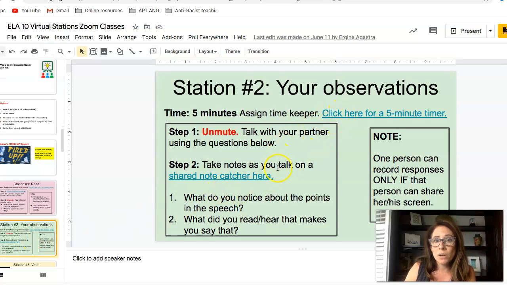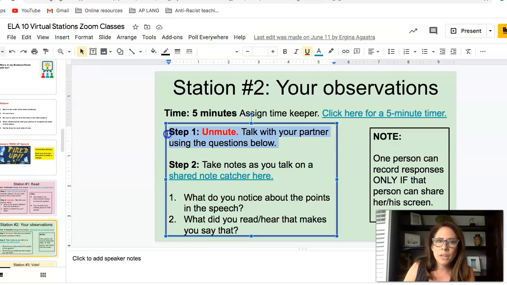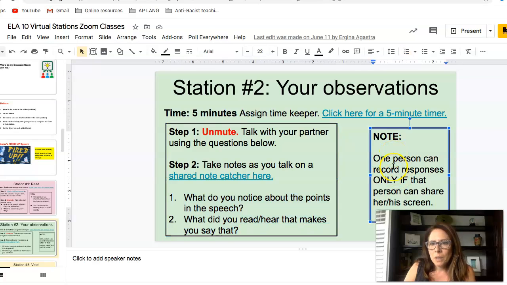Again, there's the timer, and there is this important reminder. I could not say it enough: make sure that we unmute when we talk with our partners, because a lot of students had their microphones muted when they were talking, as I do when I'm an adult many times on Zoom. This one was the note catcher, a shared note catcher, and they're looking at just these 2 questions.